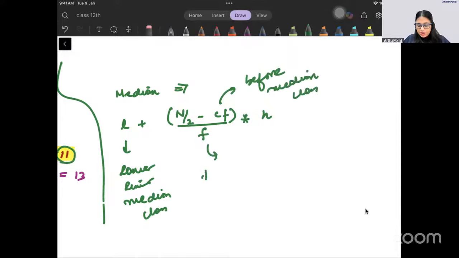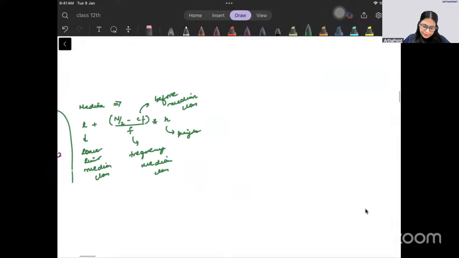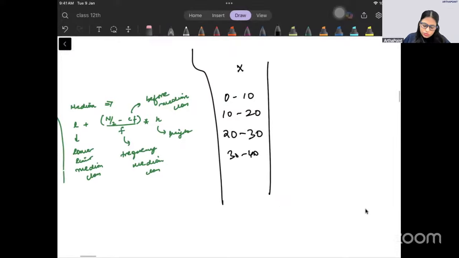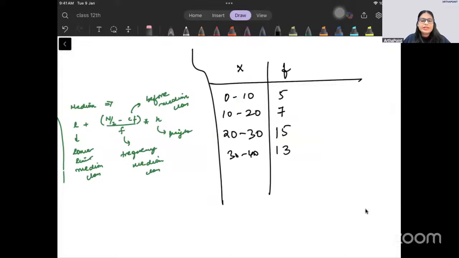Okay. F is frequency of the median class. And H is the height. Let's say, for example, if I have to formulate a question, say you're given 0 to 10, 10 to 20, 20 to 30, and 30 to 40. Okay. So you're given some frequency 5, 7, 15, and 13. If I add the frequencies together, that gives me 40.